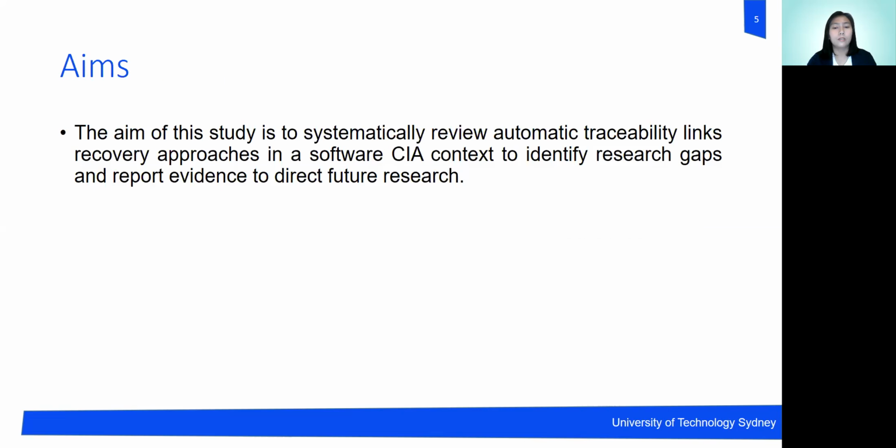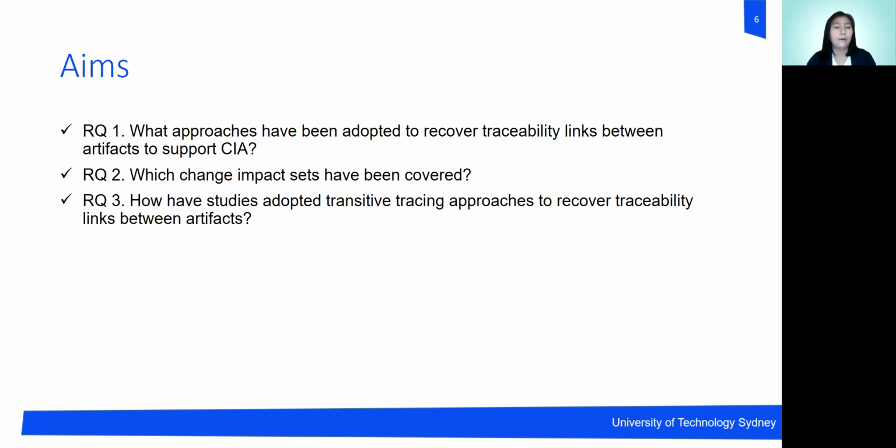The aim of the study is to systematically review previous studies which focus on automated trace link recovery approaches in the change impact analysis context, and then identify the research gaps to derive future research directions. In this paper, we focus on answering 3 research questions. The first question is about analyzing the traceability approach. The second question focuses on which parts of the change impact analysis process are supported by automation. The last question focuses on the transitive tracing approach, and we want to analyze in which scenarios transitive tracing is applicable.